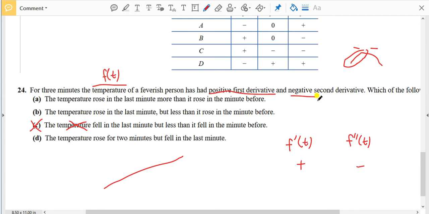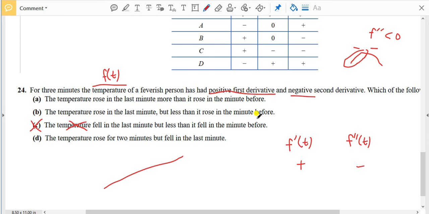That's why we take the first portion of the concave down to represent the problem here. And from the information here, if the second derivative is negative, then we know that we have concave down. Even though the function is increasing, it's concave down, that means the temperature is increasing, but it's increasing at a slower rate because it's concave down. It's going down again, right? That means it's increasing, but at a slower rate compared to any of the previous minutes.